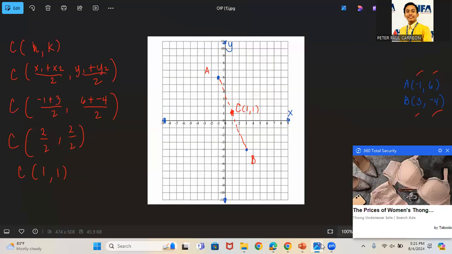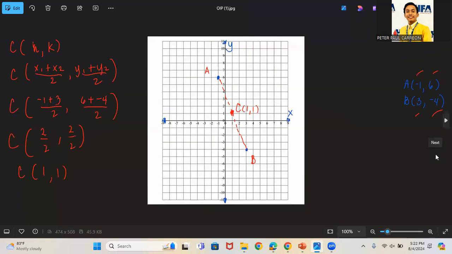So let's try to draw the circle. So this is the diameter, although it doesn't look like a circle. Okay. The next question there is, what is the distance from a point on the circle going to the center at 1, 1? So in here, we have center at 1, 1.